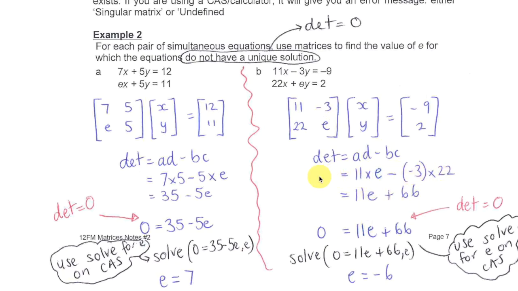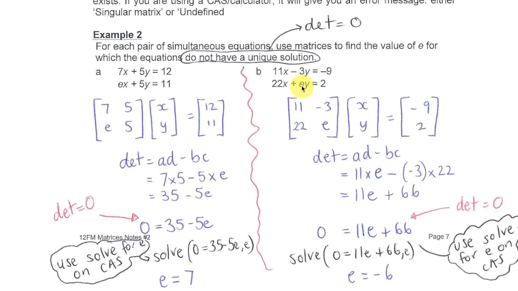Please note that you can just set it up here. If you have a 0 equaling all of that, including the brackets, you can put that line straight into your CAS calculator to work out the unknown E. But by hand, we've just tidied things up here. We've got 11E plus 66. And so we finally get to this equation: 0 equals 11 lots of an unknown E plus 66. We need to solve for E, and we'll get E equaling -6.